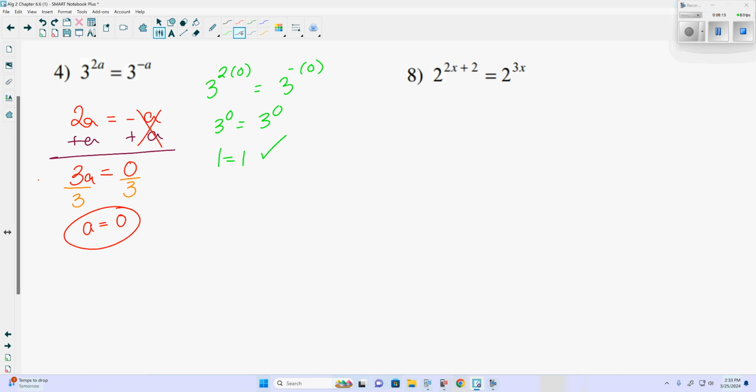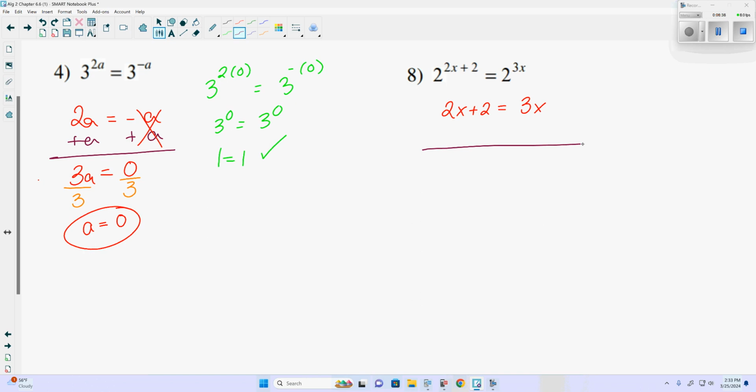Questions on this here? We can look at the next one. 2 to the 2x plus 2 is equal to 2 to the 3x. The bases are both the same, so our exponents have to be equal. Our 2x plus 2 has to be equal to 3x.